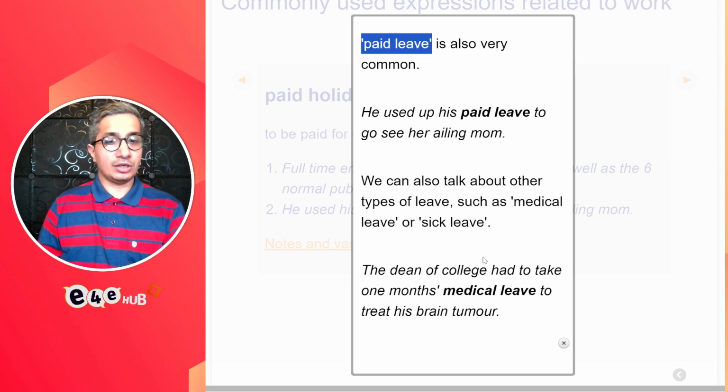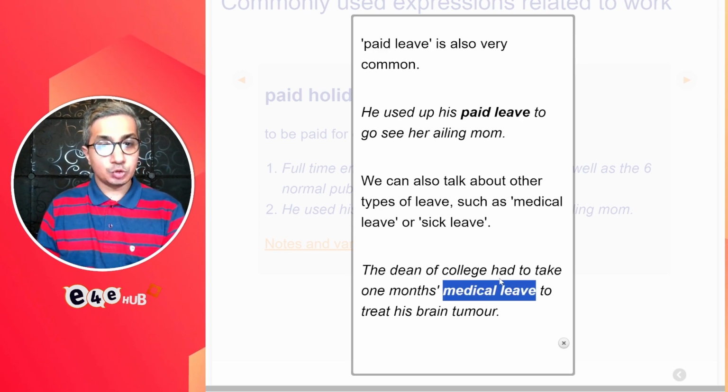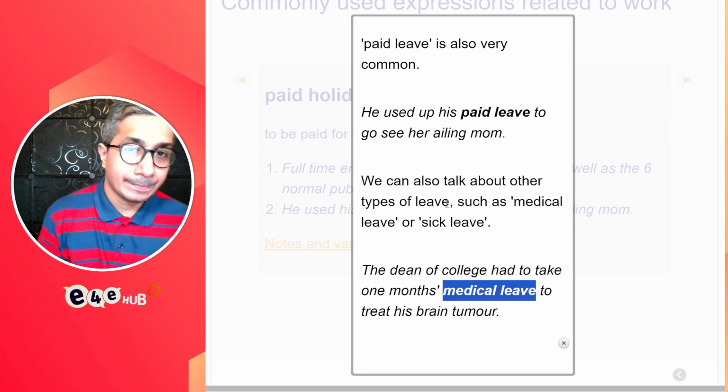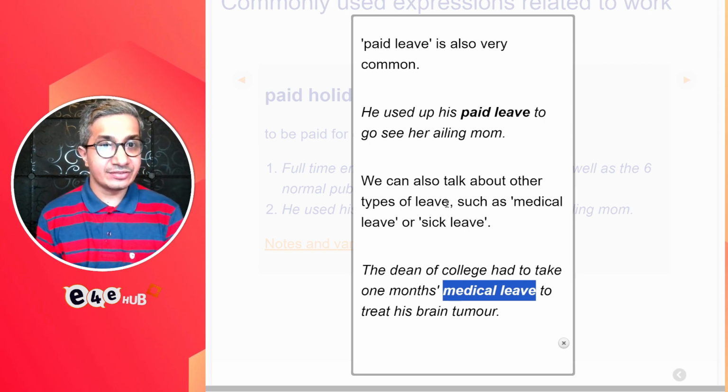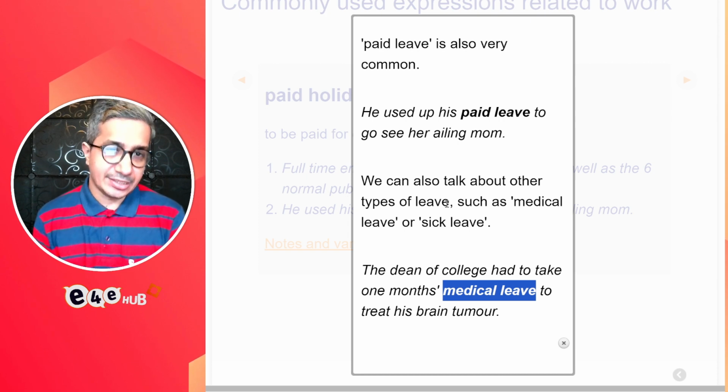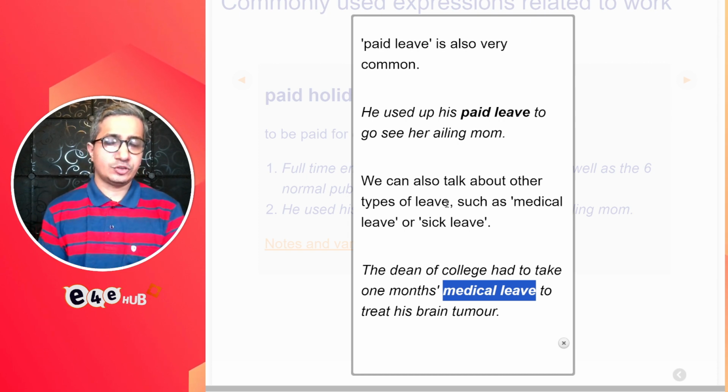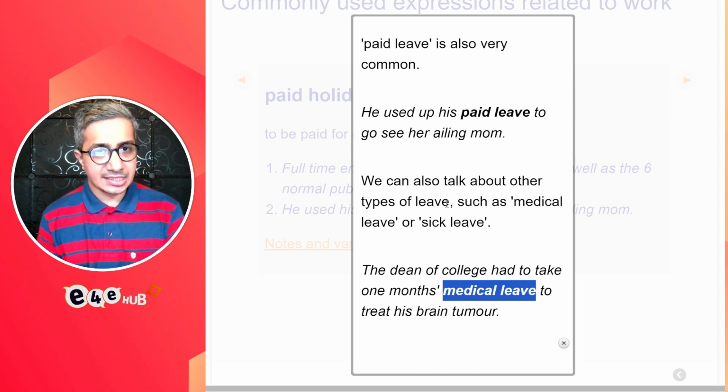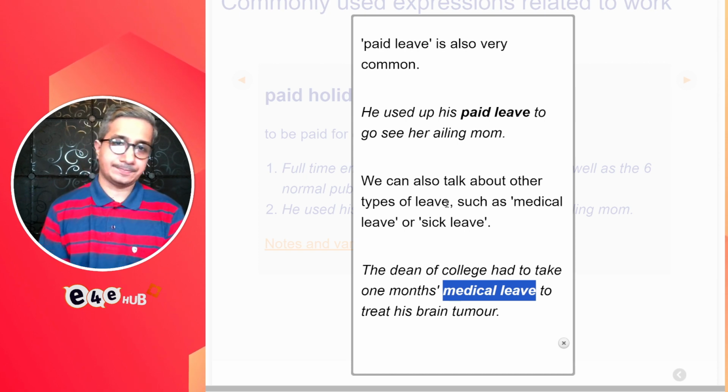The dean of the college had to take one month's medical leave to treat his brain tumor. A medical leave is leave allowed to complete a certain medical procedure, for example, surgery, hospitalization, maternity, and so on.